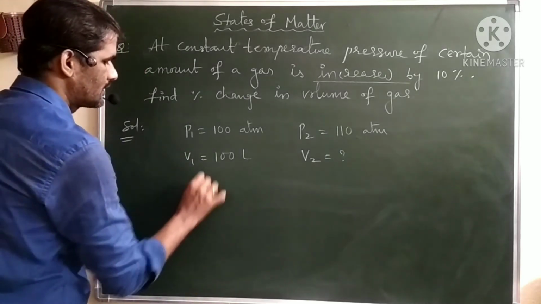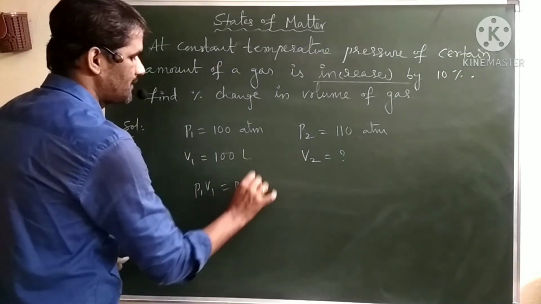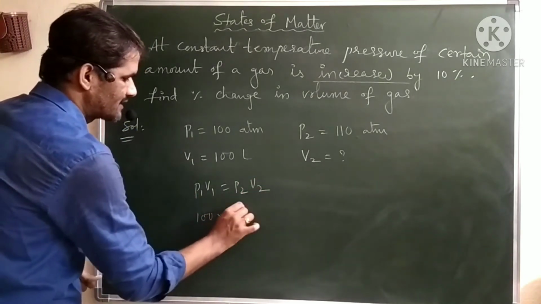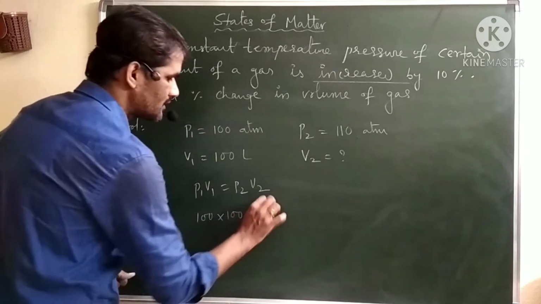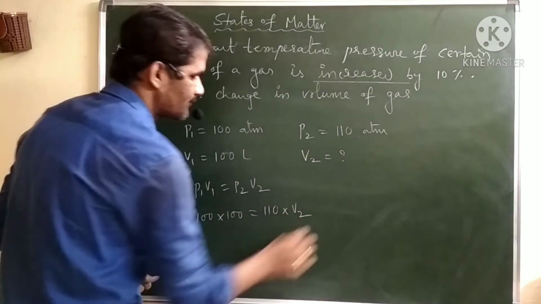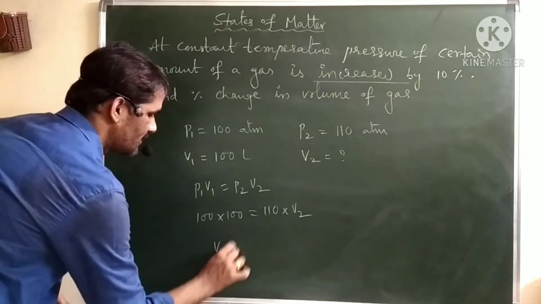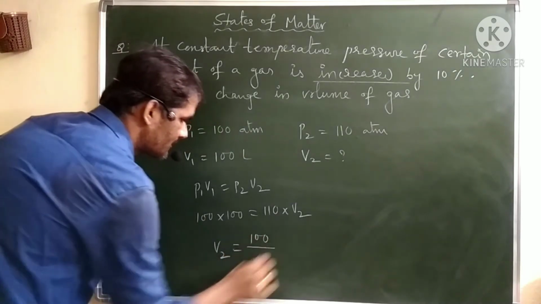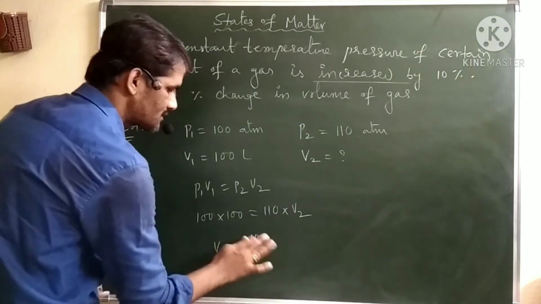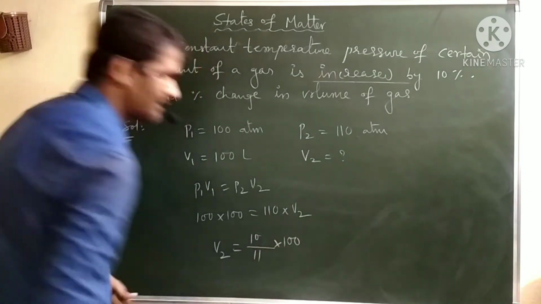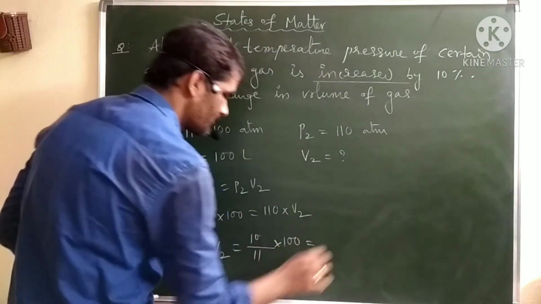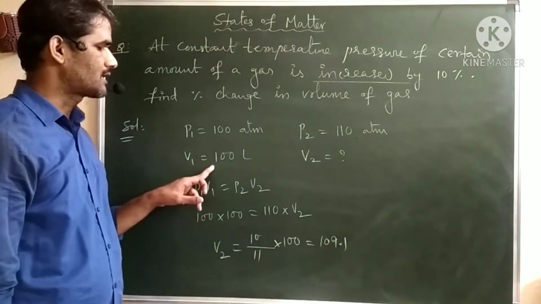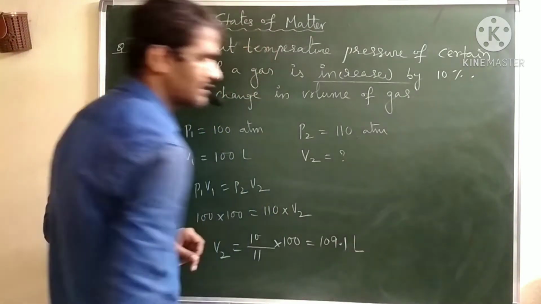Now again the formula P1 V1 equals P2 V2. P1 is 100 and V1 is 100. P2 is 110 and this is V2. Now from this V2 equals 100 by 11, that means 10 by 11 into 100. So this will give 109.1. So initial volume is 100 liters and the final volume is 109.1 liters.